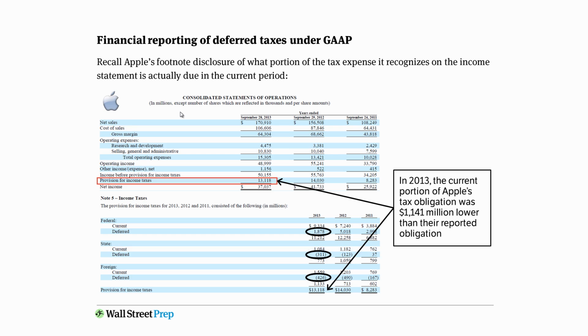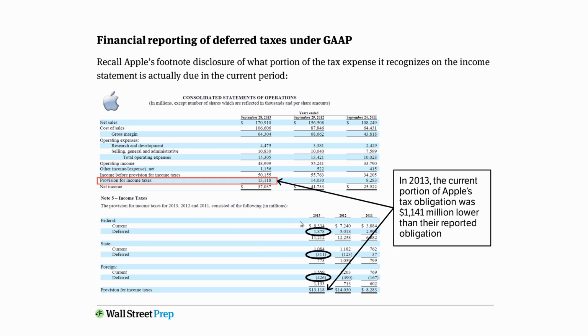Again, before we go into an exercise, let's actually see how companies report this. If you look at Apple's footnote, for those of you who took our standard accounting class and went through the standard accounting videos, you may recall that Apple has a footnote disclosure of what portion of the tax expense it recognizes on the income statement. And you see this is Apple's income statement. There's about $13 billion in the fiscal year 2013 in tax liability. But then the footnote identifies which portions of that are current versus deferred.